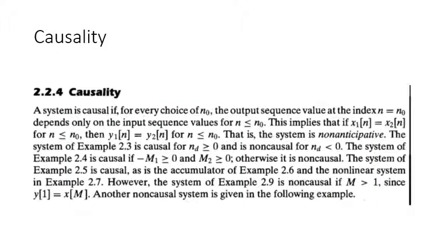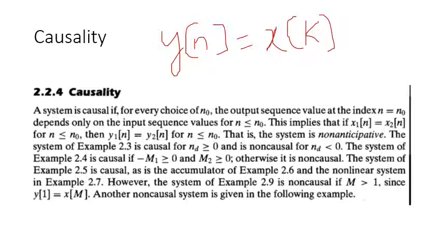So in this slide we will talk about the causal system. A system is said to be causal if it only depends on the previous or the current values of input. So I'm going to use this notation, y of n is equal to this. This is input, this is output. So k must be less than or equal to n. It means that output should not depend on any value greater than n. As long as this is true, the system is causal.